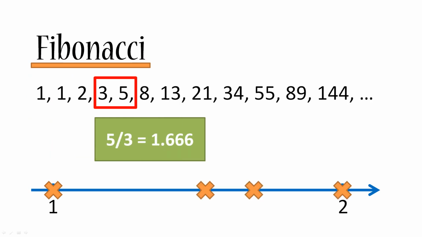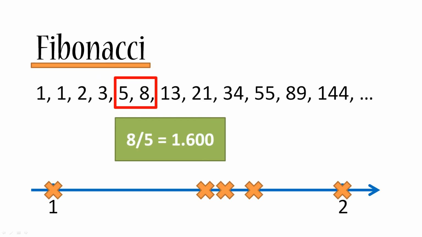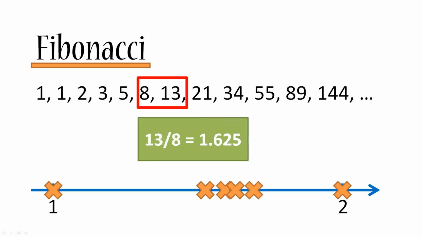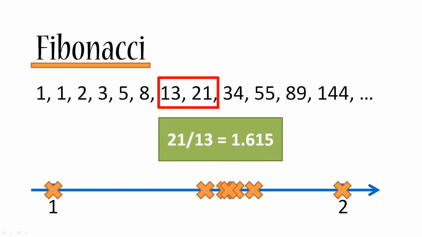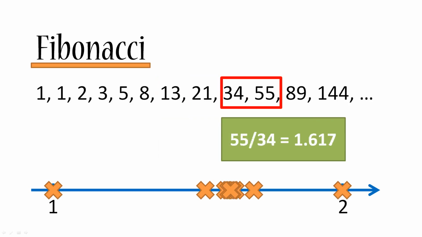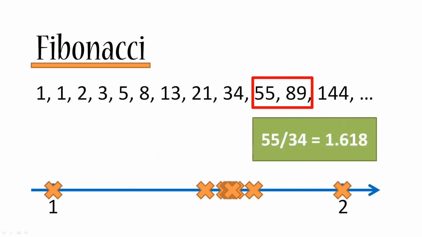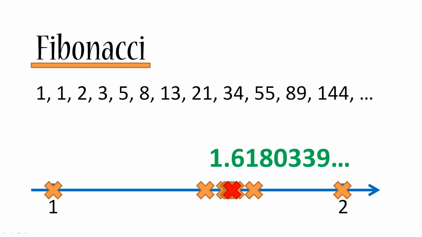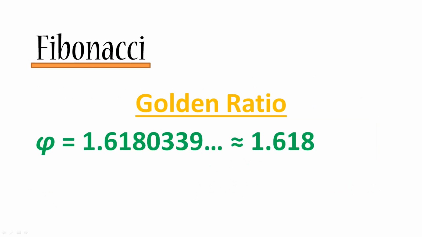5 divided by 3 is 1.666. 8 divided by 5 is 1.6. 13 divided by 8 is 1.625. 21 divided by 13 is 1.615. So you kind of see where this is going. The crosses are getting closer and closer to one specific certain number. And that number is 1.6180339, and so on. And this number is known as the golden ratio, which is usually represented by the Greek letter phi. Phi is equal to approximately 1.618.